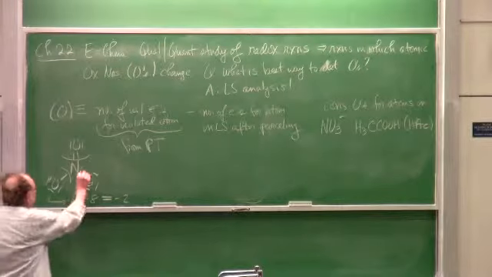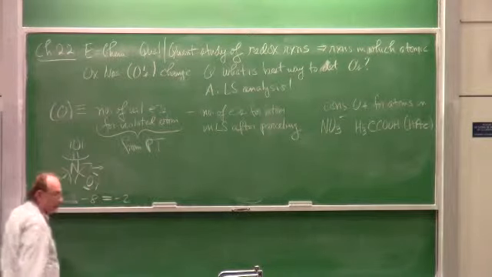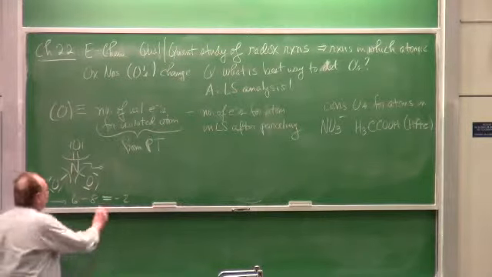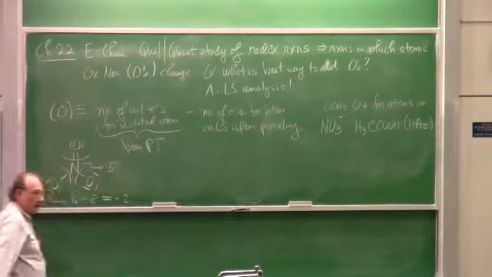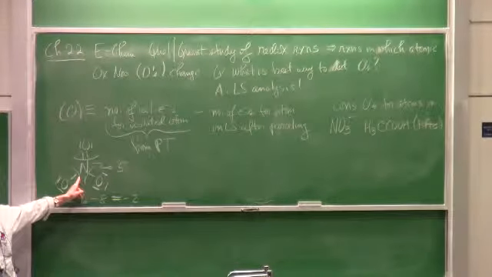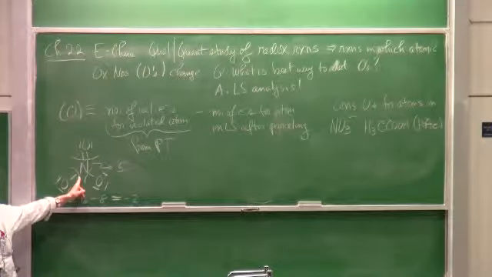How about nitrogen? Well, how many valence electrons? Nitrogen all by itself? 5. How many valence electrons for nitrogen after parceling? None. 5 minus 0. Oxidation state nitrogen plus 5.